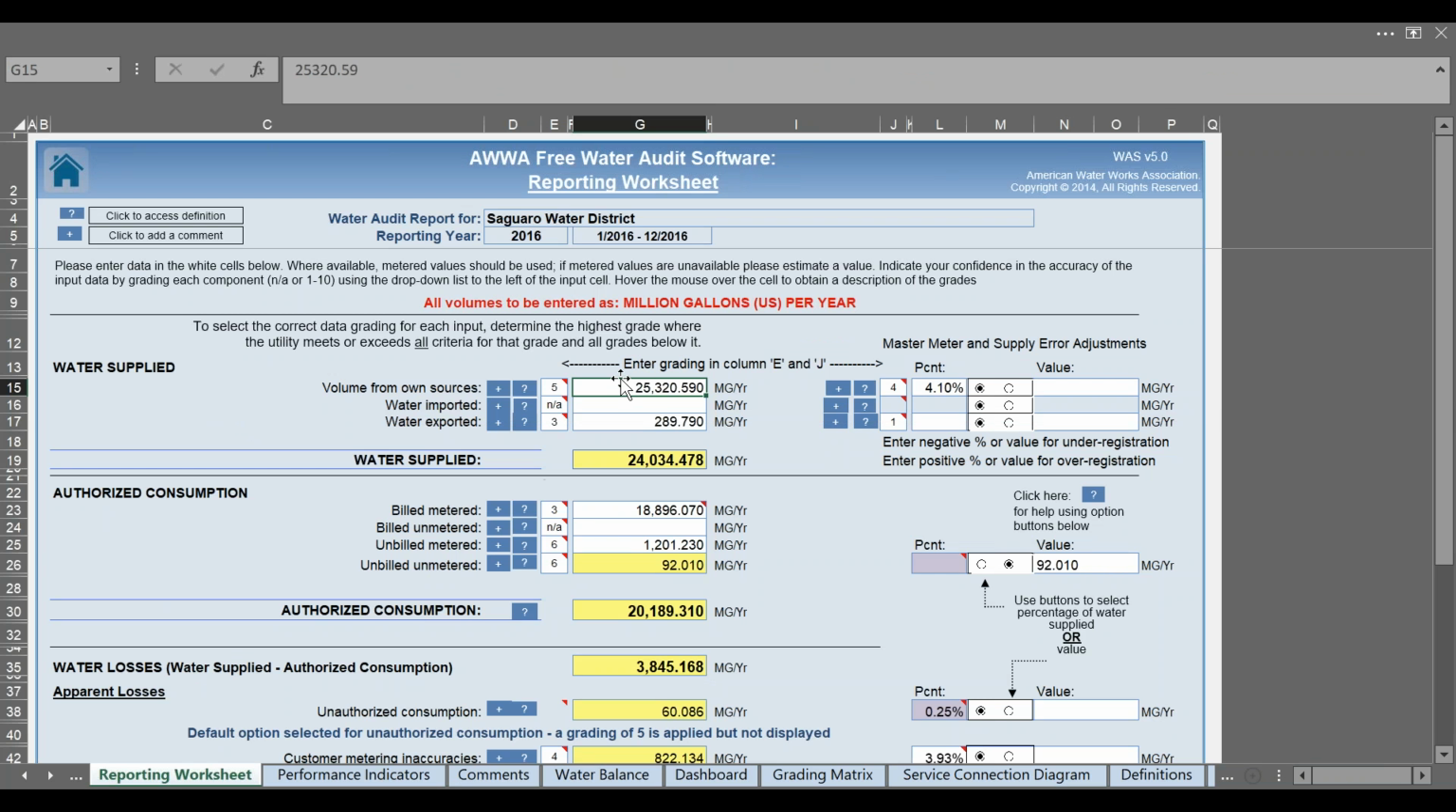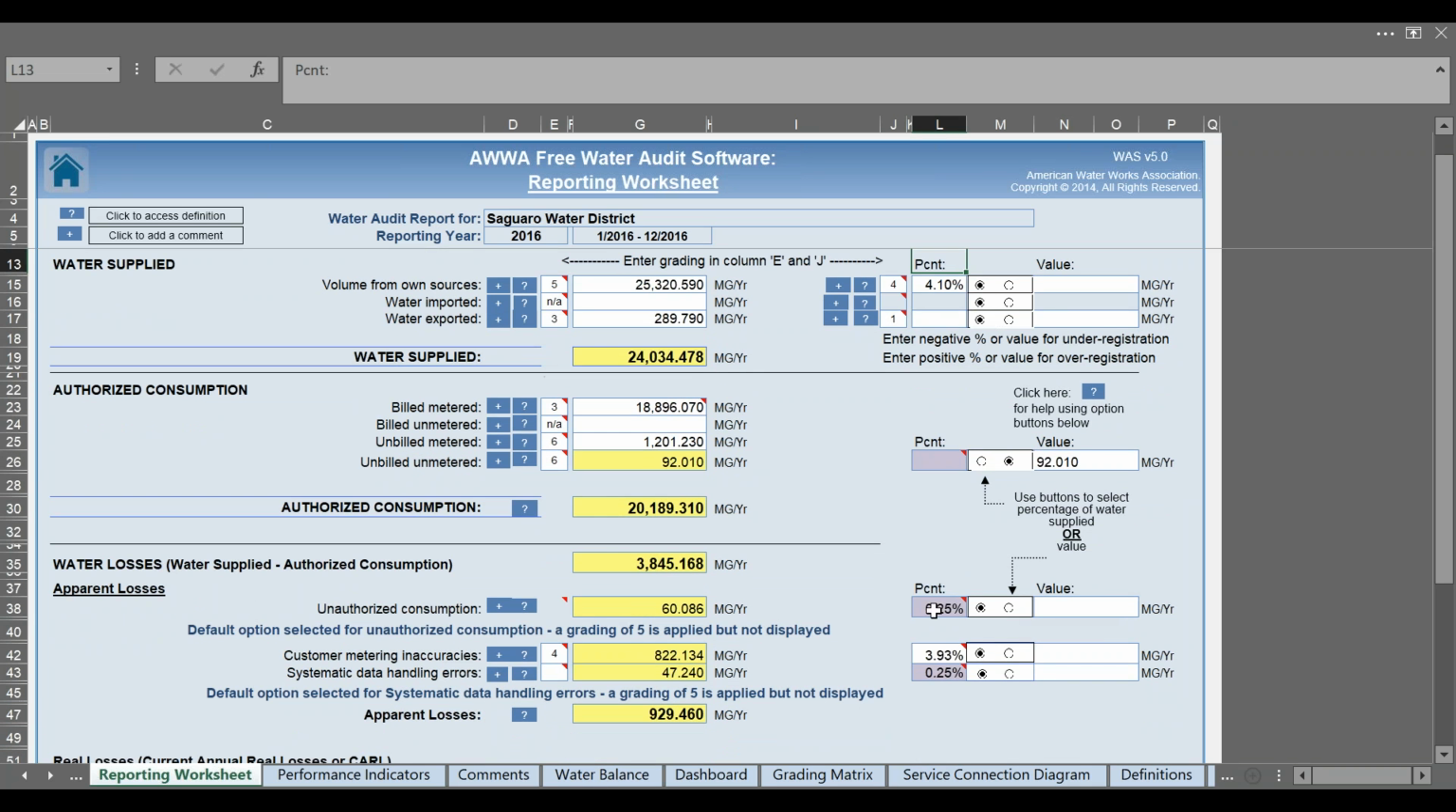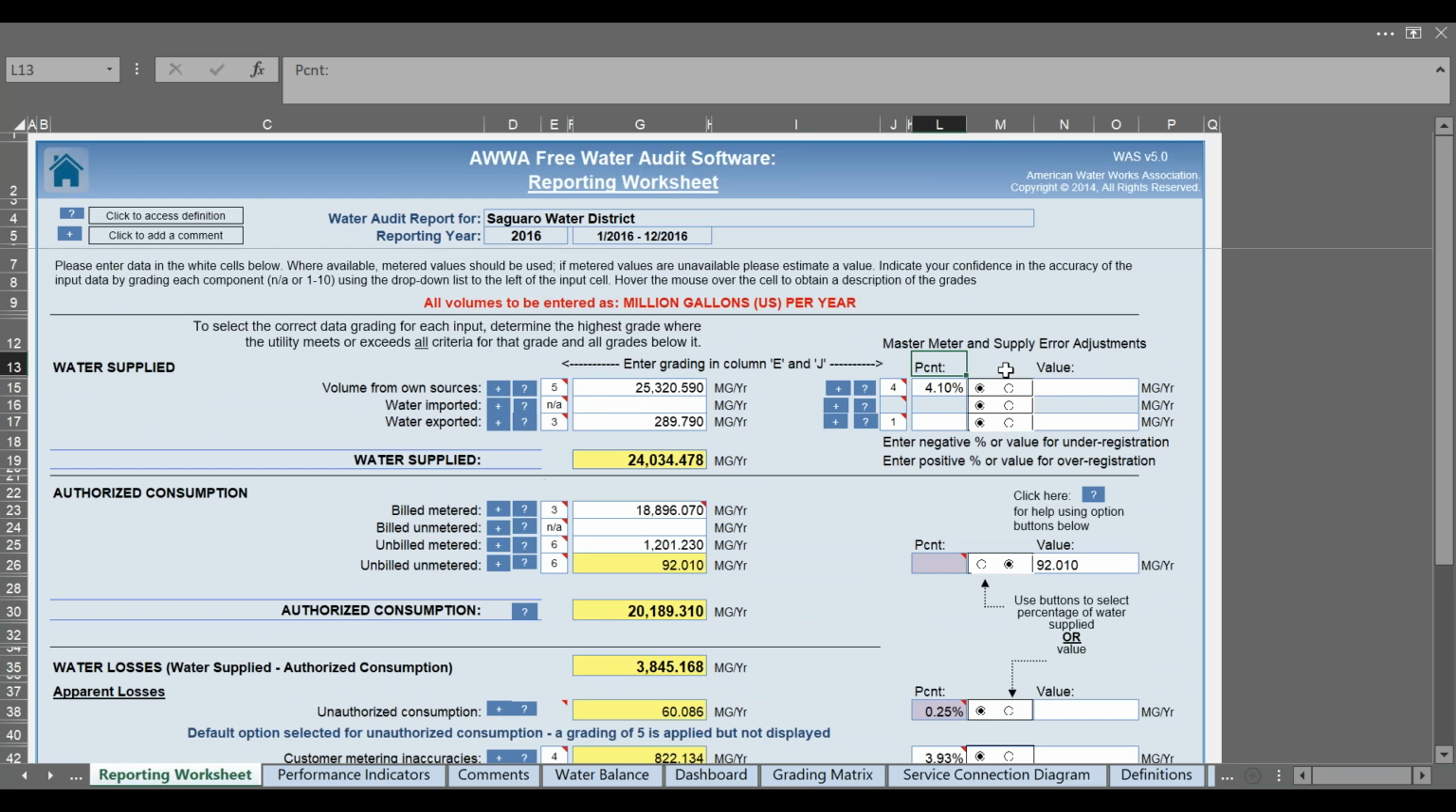On the right-hand side of the screen, we'll see that some inputs allow the option to enter as a percentage or as a volume. So some of those are the master meter and supply error adjustments, the unbilled, unmetered authorized consumption, and our apparent losses down here in the middle of the reporting worksheet of our unauthorized consumption, customer metering inaccuracies, and systematic data handling errors. Again, nothing new that we're not familiar with in an Excel spreadsheet, so we can toggle these options on and off to report as percentage or as a volume there.